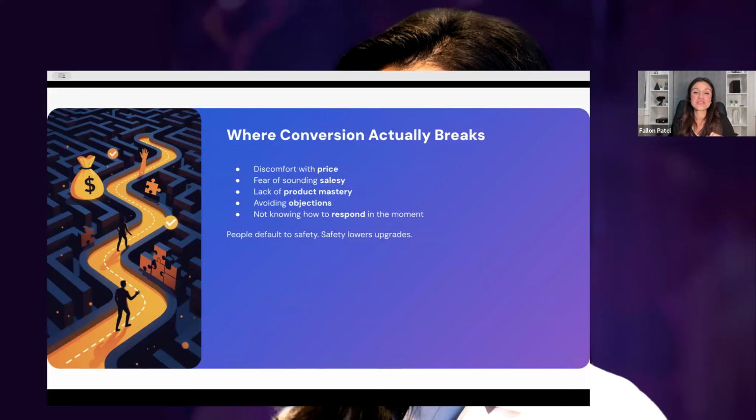So people usually default to safety, right? When they're approached with these difficult conversations. And safety lowers your sales, lowers your upgrades, it lowers your results, period. When they want to feel comfortable, when they want to avoid that confrontation or discomfort or that difficult conversation with that patient about why this product is better. And it happens all the time. Very, very normal in healthcare.